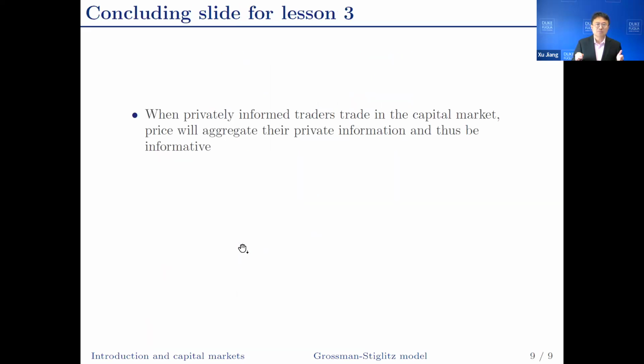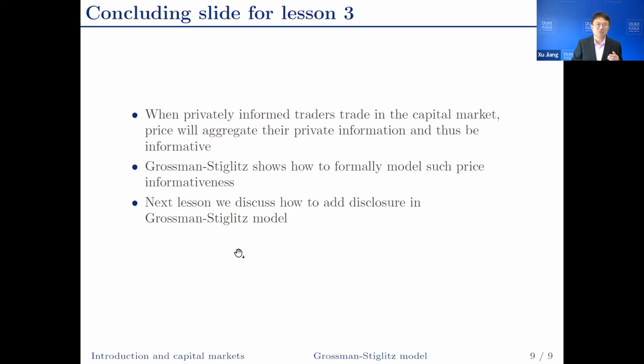So as a summary, when there are private informed traders trading in the markets, price is going to aggregate their information. And so price is going to be informative of the underlying fundamentals of the firms they're trading. Grossman-Stiglitz formally shows how you model this and provides a precise definition of price informativeness. In the next lesson, we're going to discuss how we model disclosure in the Grossman-Stiglitz model and how disclosure affects various capital market outcomes.